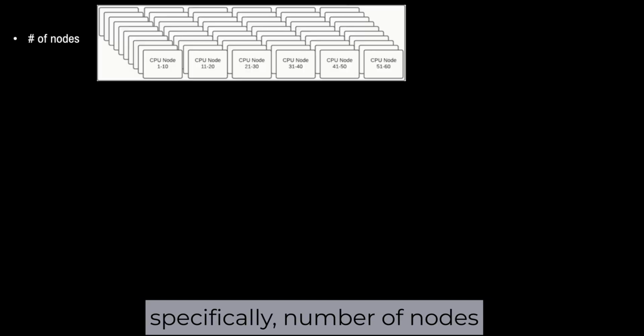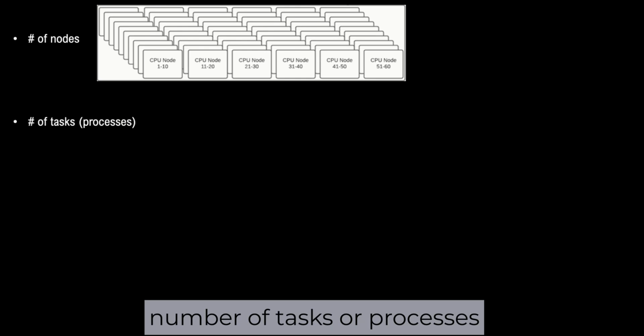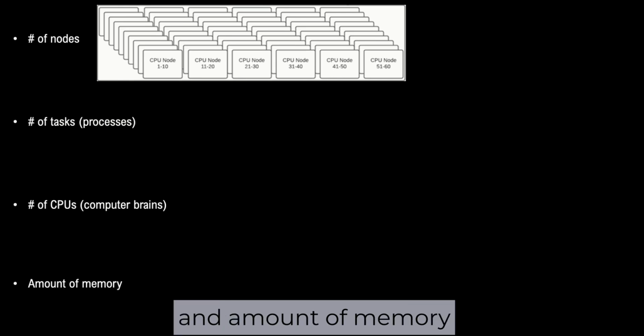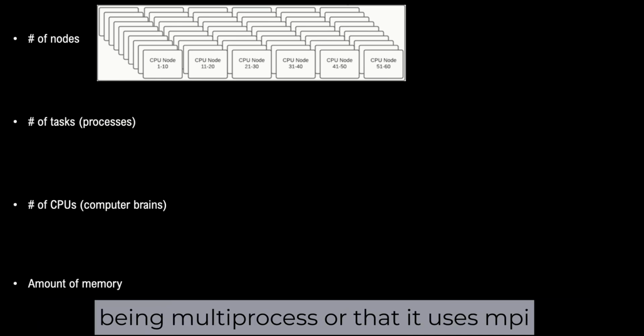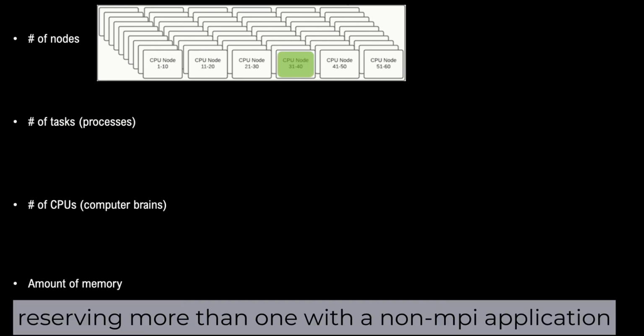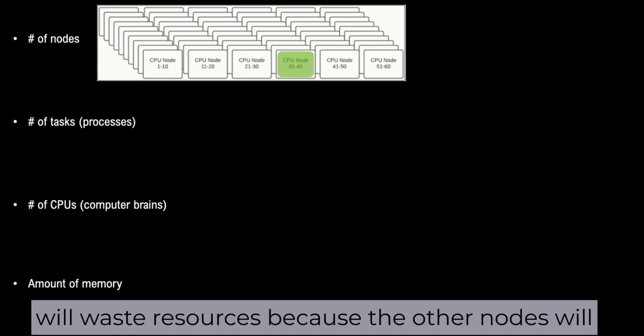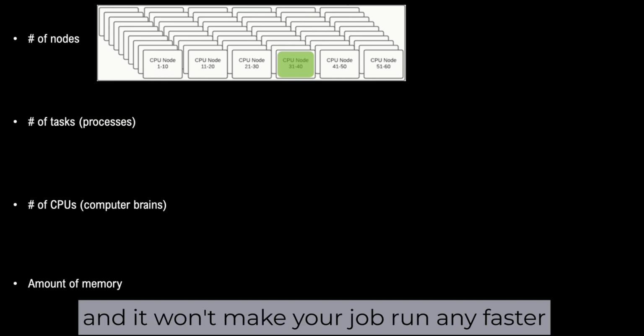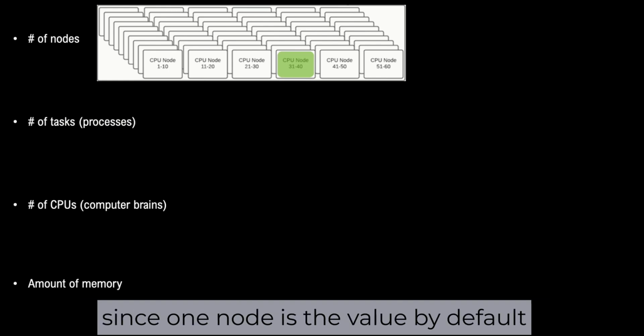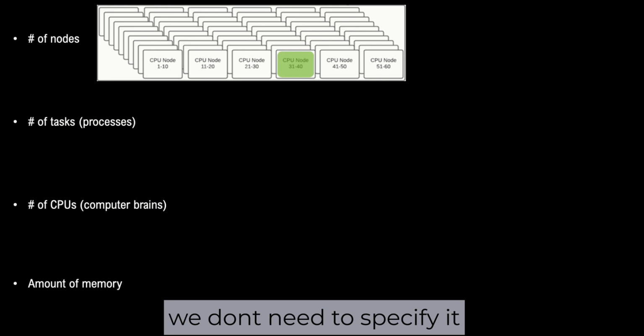First, we need to specify the computational resources that the job requires. Specifically, number of nodes, number of tasks or processes, number of CPUs, and amount of memory. In most cases, unless your application mentions being multi-process or that it uses MPI, you only need one node. Reserving more than one with a non-MPI application will waste resources, because the other nodes will sit idle and won't be used by you or any other user, and it won't make your job run any faster. Since one node is the value by default, we don't need to specify it.